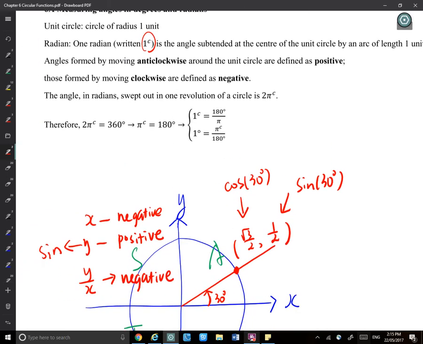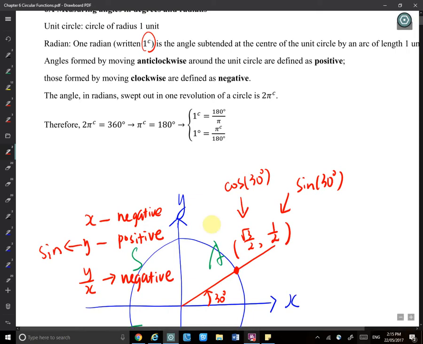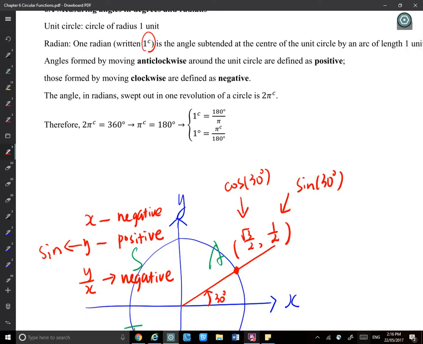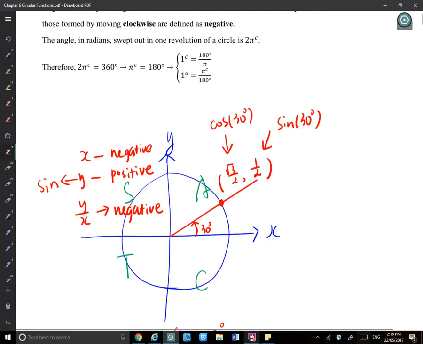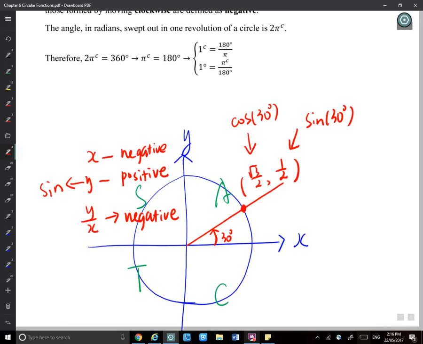So 2 pi will be 360 degrees. And then we have 1 radian equals 180 divided by pi. 1 degree will be pi over 180. Okay, that's the conversion between the angles in degree and radian form.